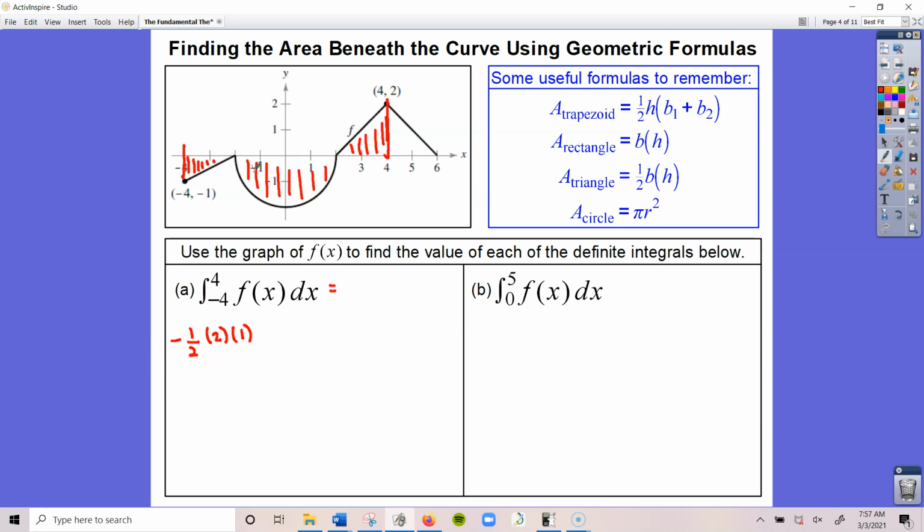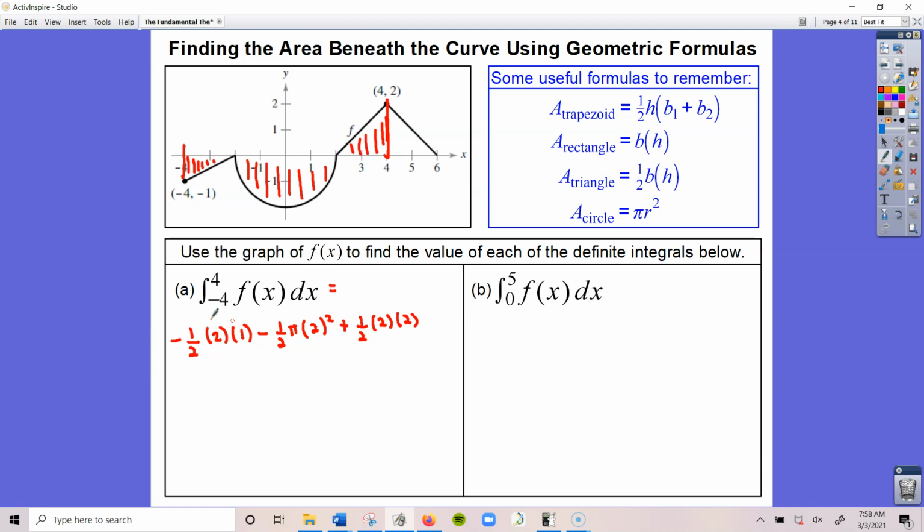Then the semicircle is also below the x-axis, so I would subtract that area as well. Now the area of a circle is pi r squared. So since this is half of a circle, we would use 1/2 times pi times the radius, which is 2 squared. Then finally, for this triangle here, that is above the x-axis, so I would add that area, which is 1/2 times the base, which is 2, times the height, which is also 2.